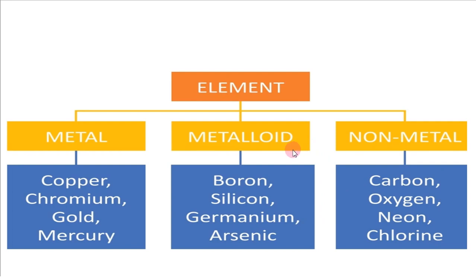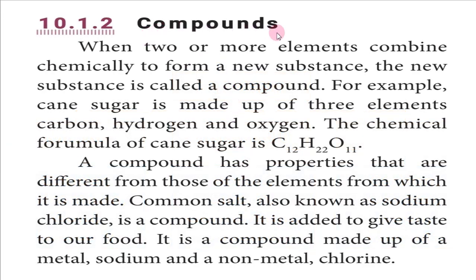Okay, then metalloid means what? It contains both the character of metal and non-metal. Okay, examples for metalloids: boron, silicon, germanium, arsenic. Okay, so next we can see the compounds. So already I told you, compounds means two or more elements combined together to form a new substance. When two or more elements combine chemically to form a new substance, that new substance is called a compound.